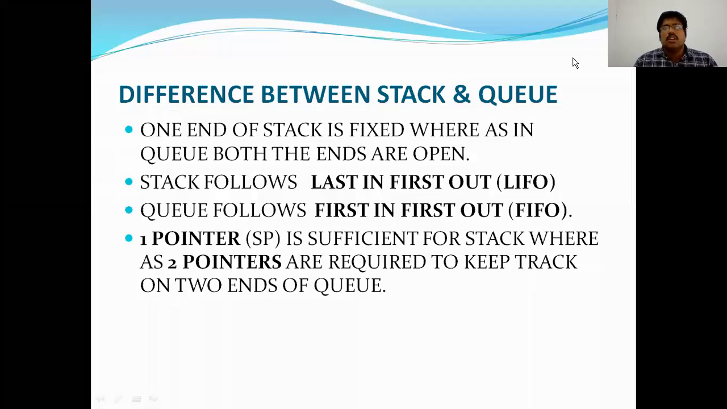Okay, while coming to the differences, this is the main topic. Stack follows LIFO order, last in first out. Queue follows FIFO, first in first out. That means the elements that come first are served first in a queue, whereas the elements that come last are served first in the stack. One pointer is sufficient for a stack, whereas 2 pointers are required to keep track of the 2 ends of the queue, because the queue is open at 2 ends, whereas the stack is open at 1 end, so you need only 1 pointer. These are the important differences between stack and queue.